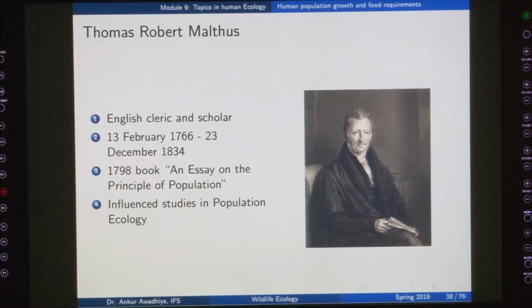Now, we had met Thomas Malthus in our first module in the lecture on the history of ecology. If you remember, he was an English cleric and scholar who lived between 13th February 1766 and 23rd December 1834, and in 1798 he wrote a book, An Essay on the Principle of Population, and this book has had a very deep impact on the study of population ecology. So, what did he write in this book?